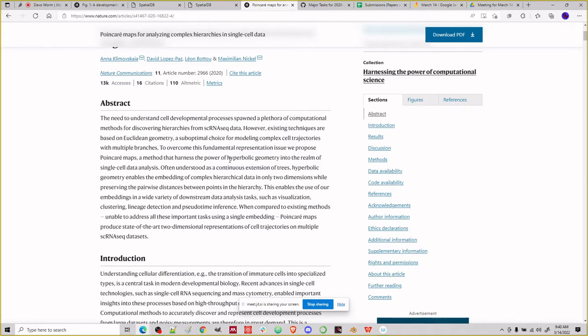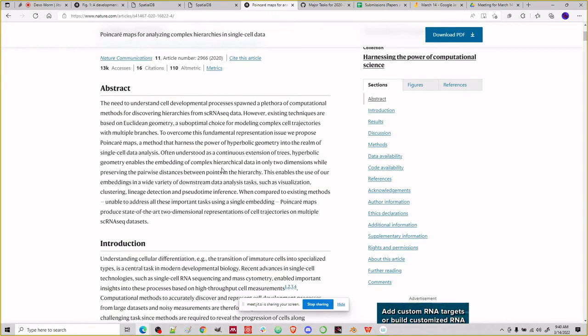So hyperbolic geometry is another way to project things. Euclidean geometry is where we have that XY map. It was a flat map, it had a flat surface, there was no reference for curvature at all. But this actually gives you the ability to incorporate curvature in your model. Often understood as a continuous extension of trees, hyperbolic geometry enables the embedding of complex hierarchical data in only 2 dimensions while preserving the pairwise distances between the points in the hierarchy. So it allows you to look at curvatures and preserve the distance between points, because when you have a curvature, sometimes the points don't translate.